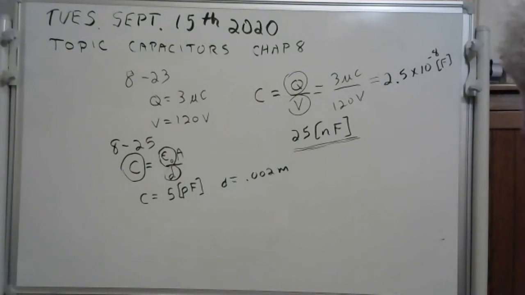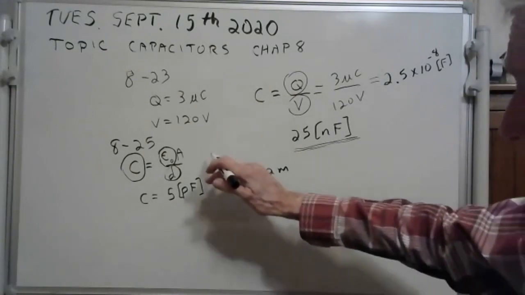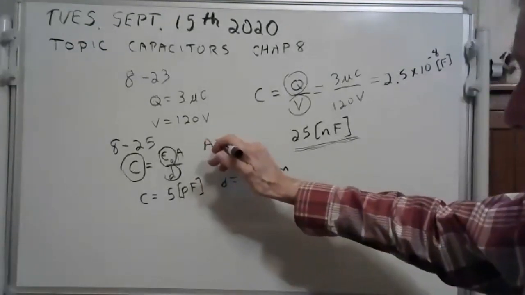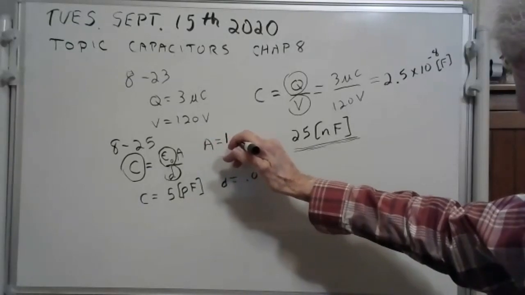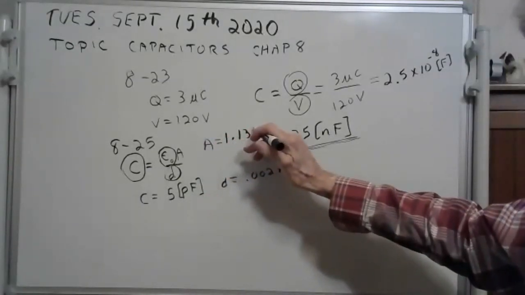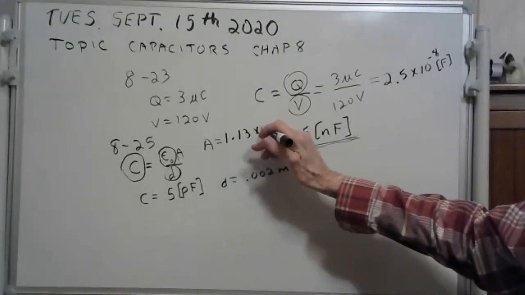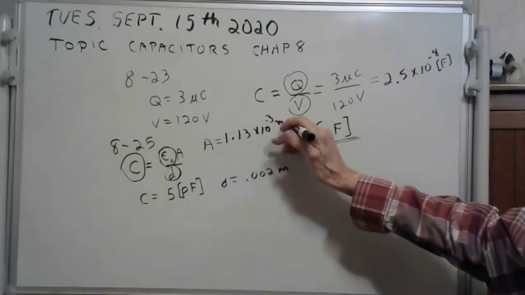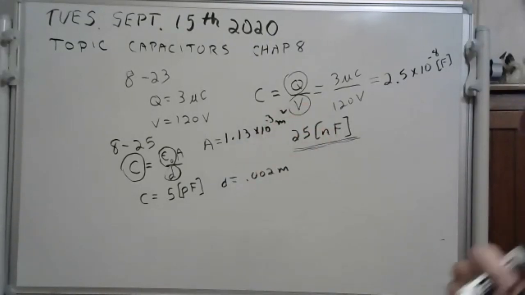Is it 1.13 times 10 to the negative third? That's what I got. That area would be in meters squared. Yes, it would be 1.13 times 10 to the minus third meters squared. That sounds good to me. Good going, Phoebe.